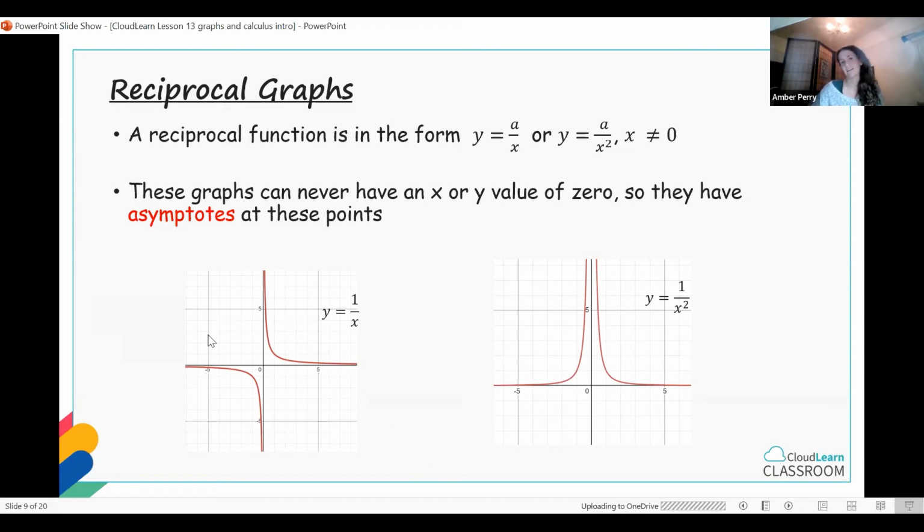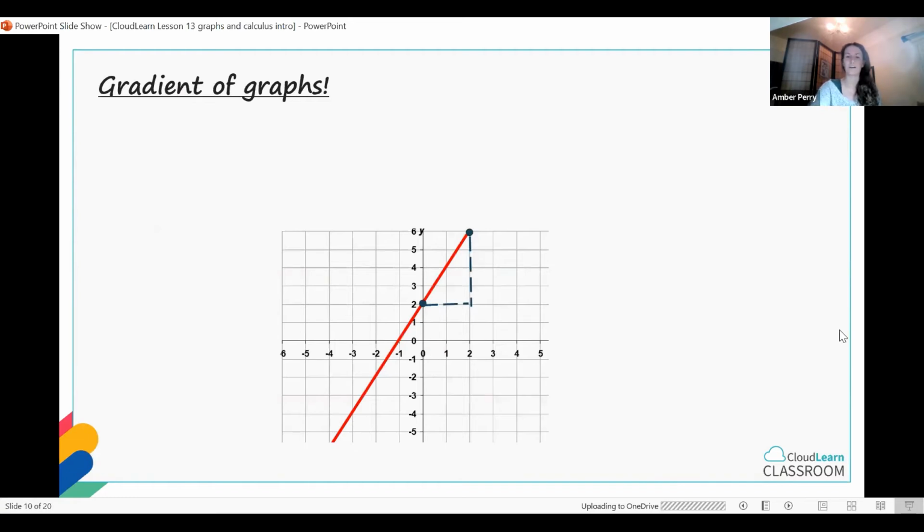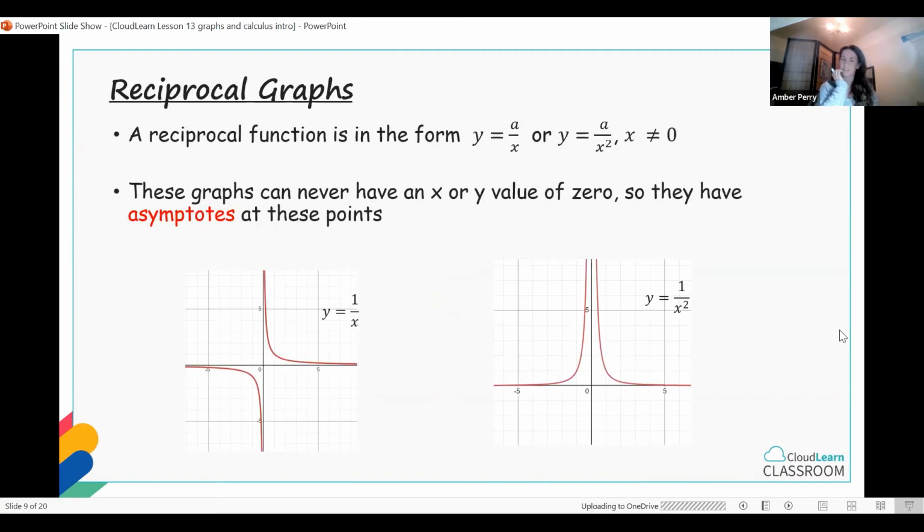So these graphs are literally just something you will need to be able to recognize. You might get one of those A, B, C, D multiple choice questions where it asks you to match up the graph with the equation. And this is the kind of thing that you'll be looking for. So if it's that shape, you know it's going to go with an equation like this. Okay. So hopefully that gives you an idea of all the different types of graphs.